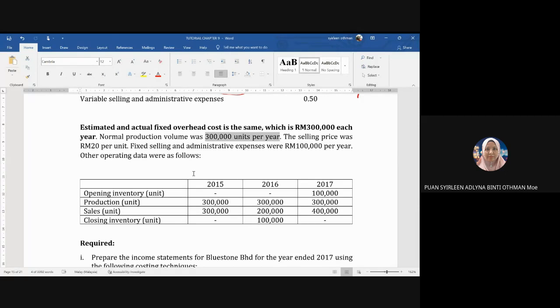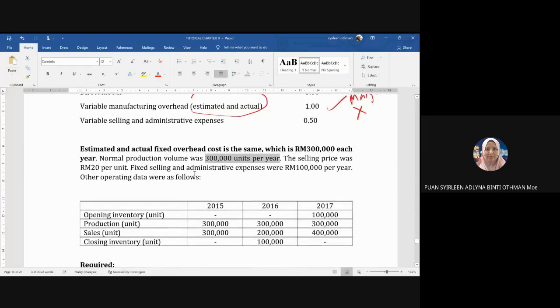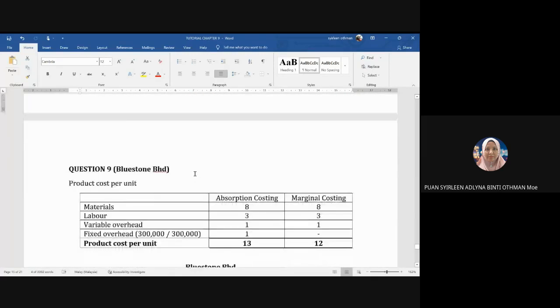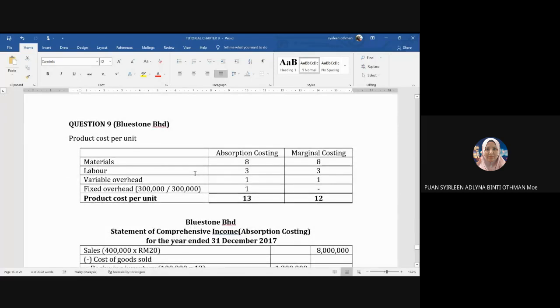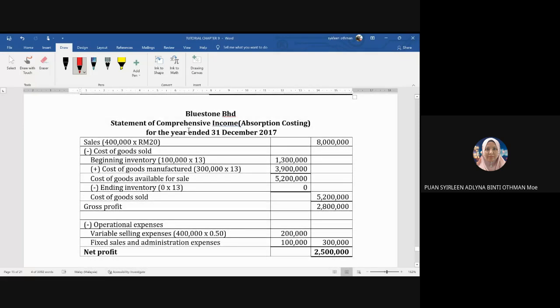So now, bila dia kata actual and fixed tu sama, so sama lah kan? Okay. So this is your cost per unit for absorption and also for marginal. Okay. So 13 ringgit untuk absorption. Alright. And 12 ringgit untuk marginal. This is for 2017. Okay. So we don't have any adjustments. So this is your statement for absorption. Okay. So the sales is 400,000 given in the question, dia bagikan.